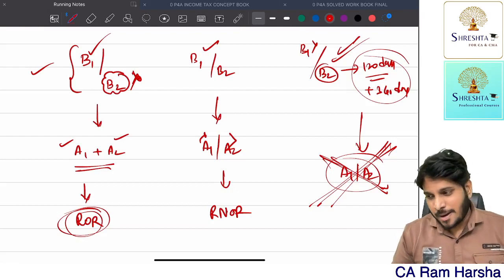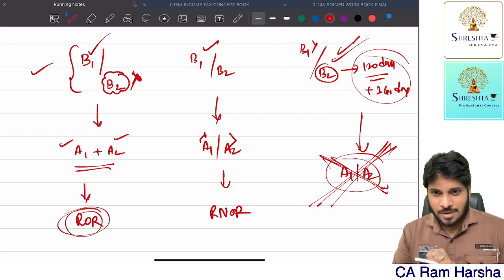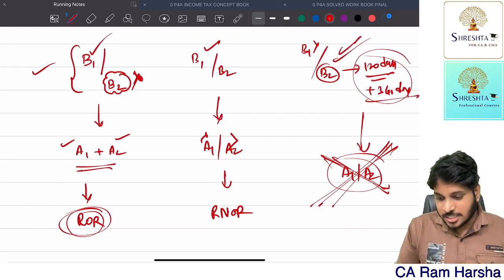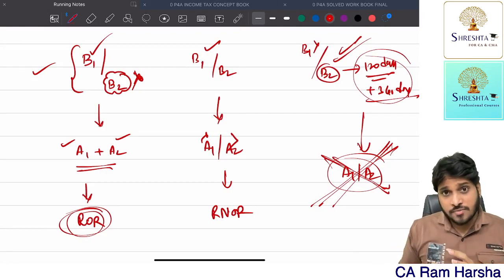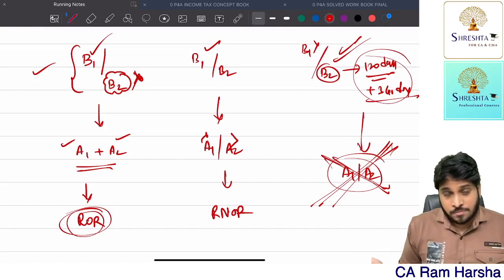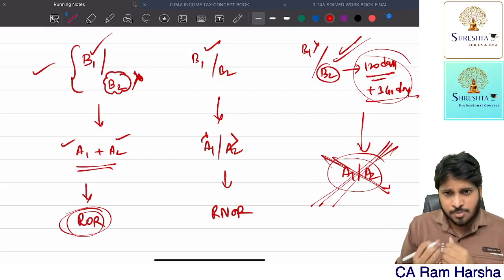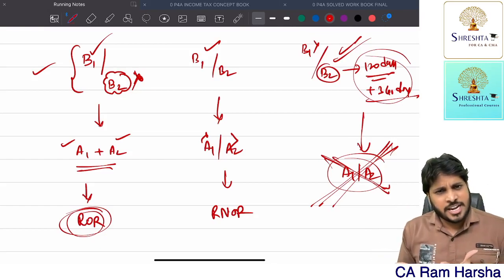Tell me, what is the impact of ordinarily resident? ROR, RNOR, NR, all that is fine. Now, is the 120 days, 365 days logic there? No. Because of this logic, is that fellow becoming resident? No. Just because of this 120 days logic, having Indian income more than 15 lakhs, he is becoming resident? No. What is the benefit that the Indian government gets, sir?